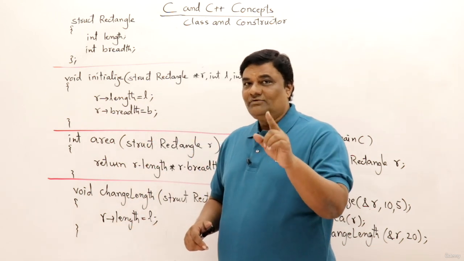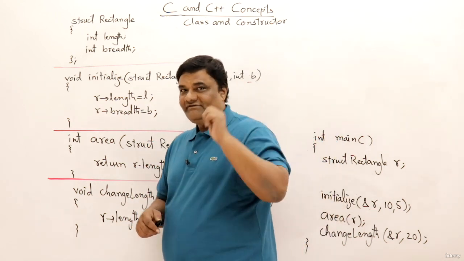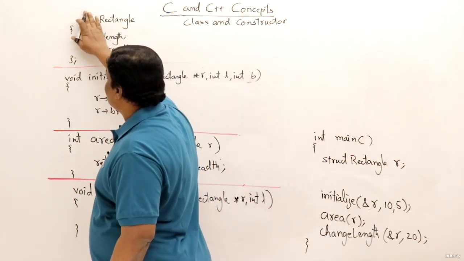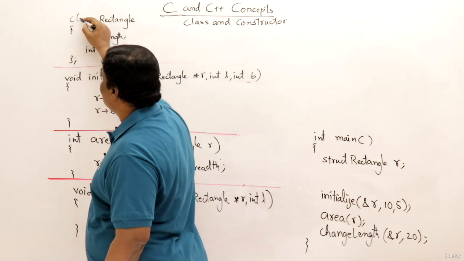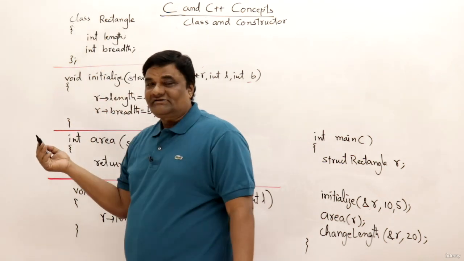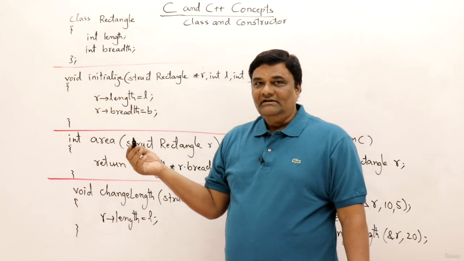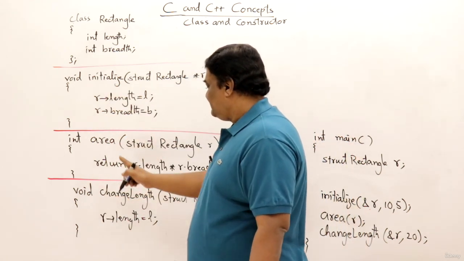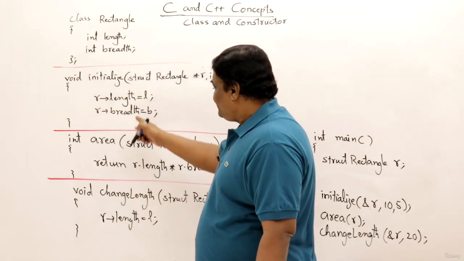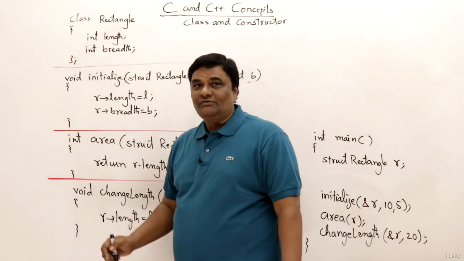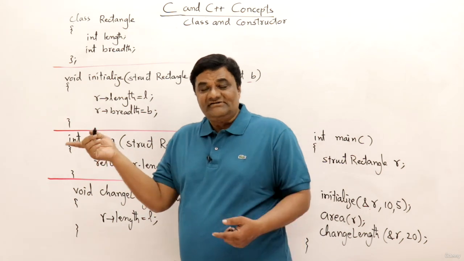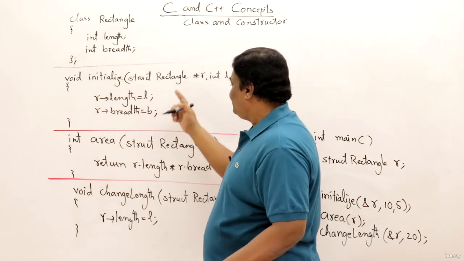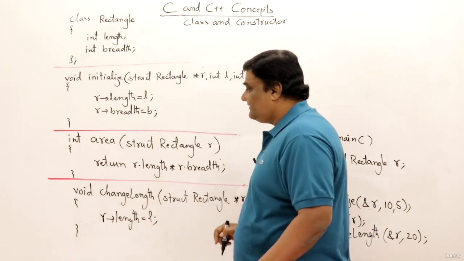Let us convert it into C++ code. Watch it very carefully. This is a structure; I will call it a class. Class rectangle. Now the structure is converted to a class. These functions, initialize, area and change length, are meant for that structure only. If that structure is not there, there is no use of these functions. See, it is taking rectangle, it's taking rectangle, it's taking rectangle.